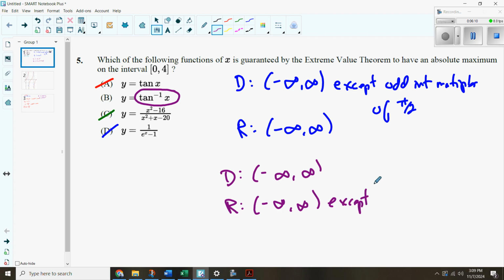We're going to come back to this in just a second here. The domain of the inverse tangent function is negative infinity to infinity, and that means it's continuous. It means it has every value between negative infinity and infinity. So it certainly has every value over the interval 0 to 4, and that's why B is our answer.